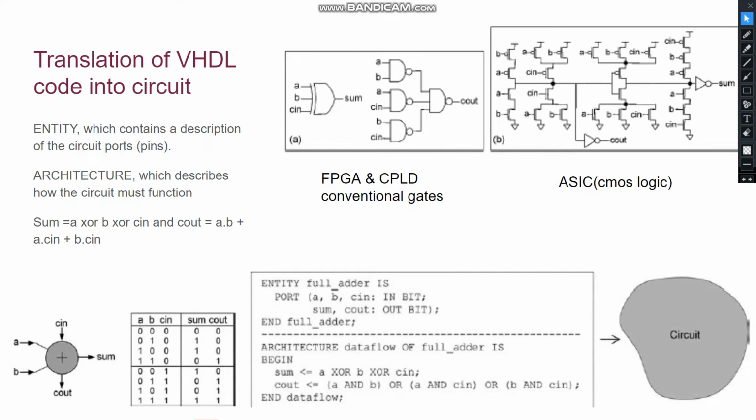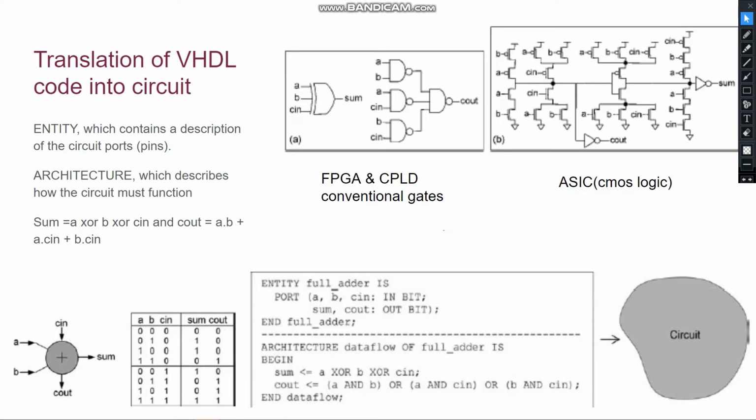That is the translation of VHDL code. So I'm going to tell you what a full adder does. This is how the full adder looks. It has two inputs, it has C in, it has C out, it has a sum, and this is the truth table for it. So this is the example code.